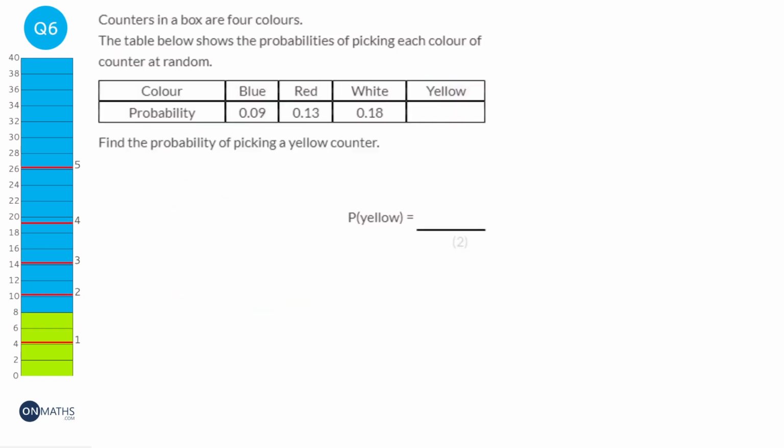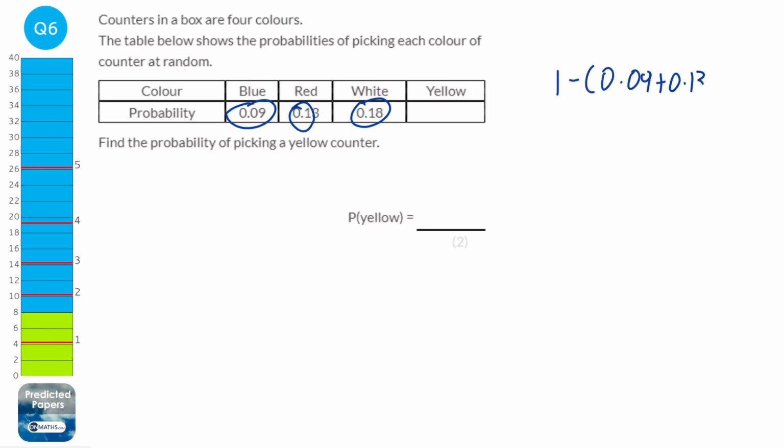All probabilities have to add up to 1. So what I'm going to do is take these probabilities away from 1. So we're going to do 1 take away 0.09 plus 0.13 plus 0.18. And so that's going to be 0.4. 1 take away 0.4 is 0.6.